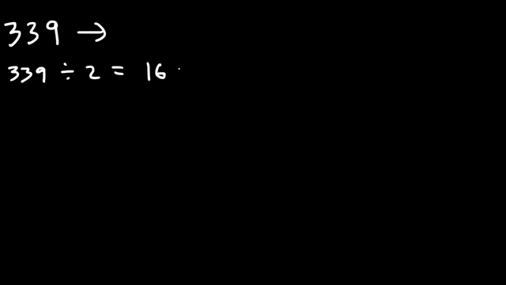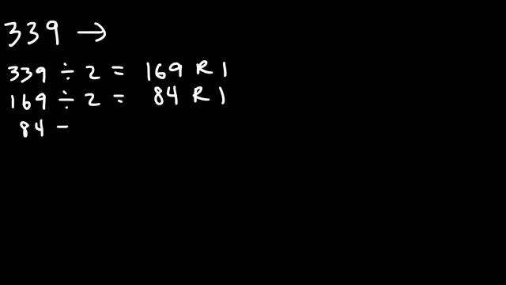Now let's work on the last example, 339. So let's divide 339 by 2. This will give us 169.5, or 169 remainder 1. And then divide 169 by 2. And so that's going to be 84.5, or 84 remainder 1.